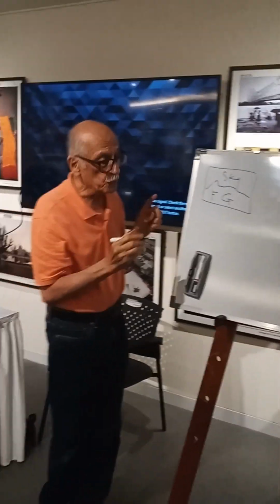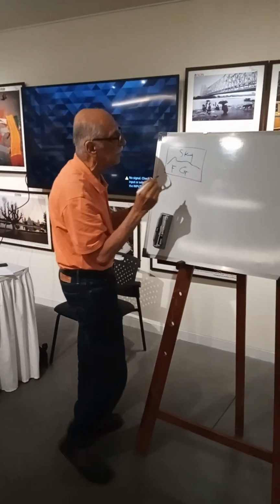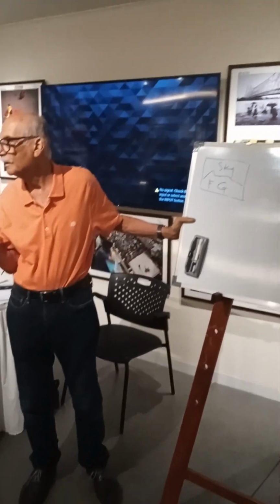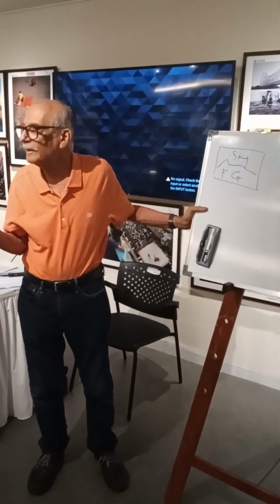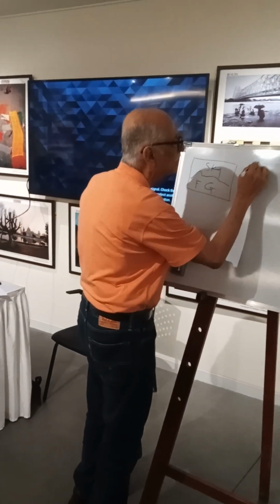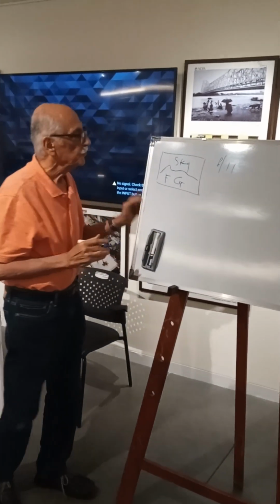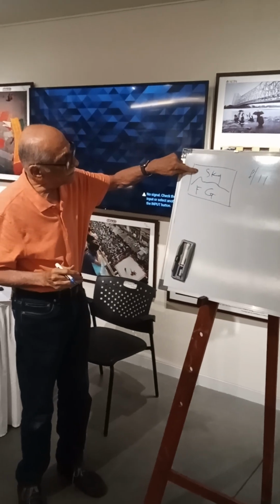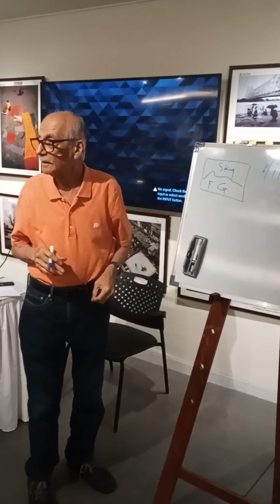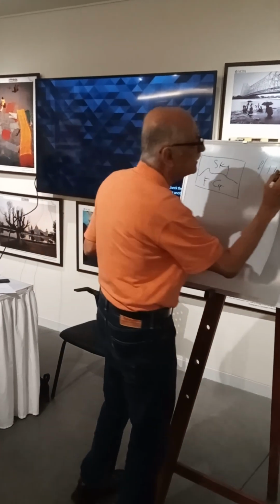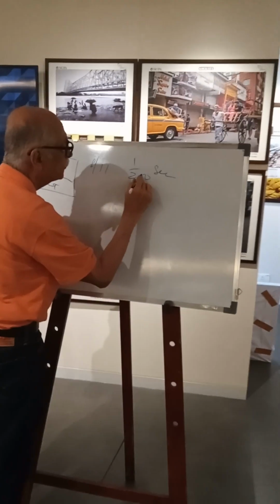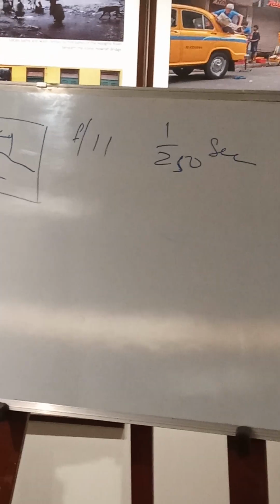Now, what do I do? It's very simple. First, I select the aperture I want to use. Since it's a landscape, let us assume that I am going to use f11. So at f11, what is my shutter speed coming for the sky? Put the camera up. Let's say it is 250. 1 upon 250 seconds.